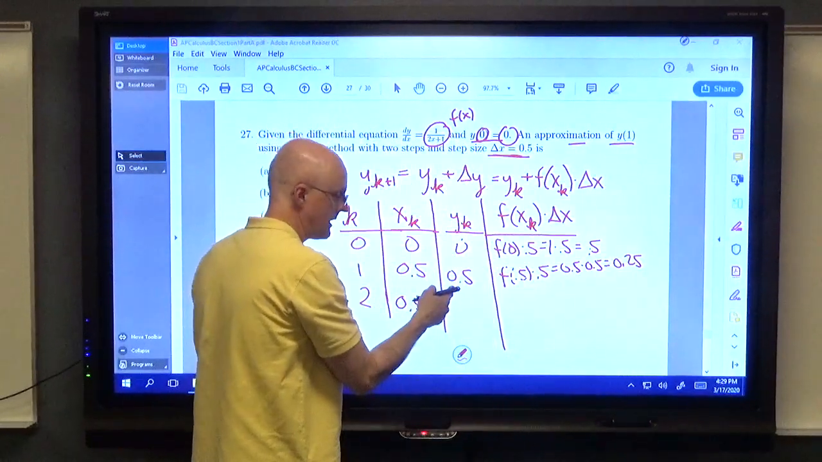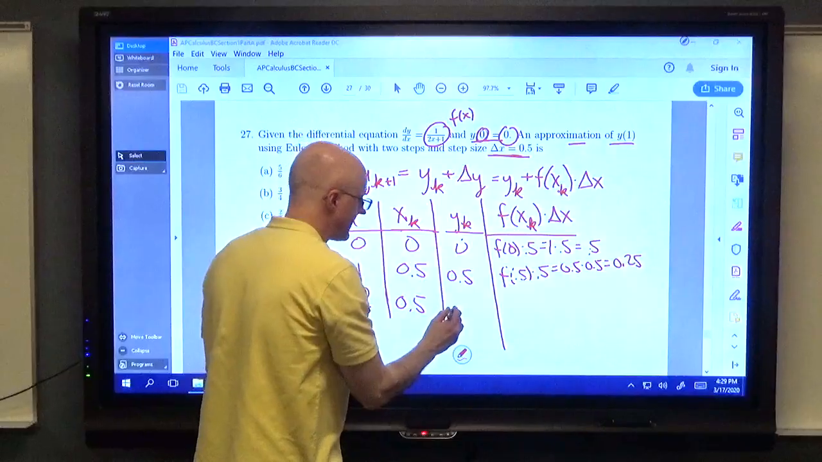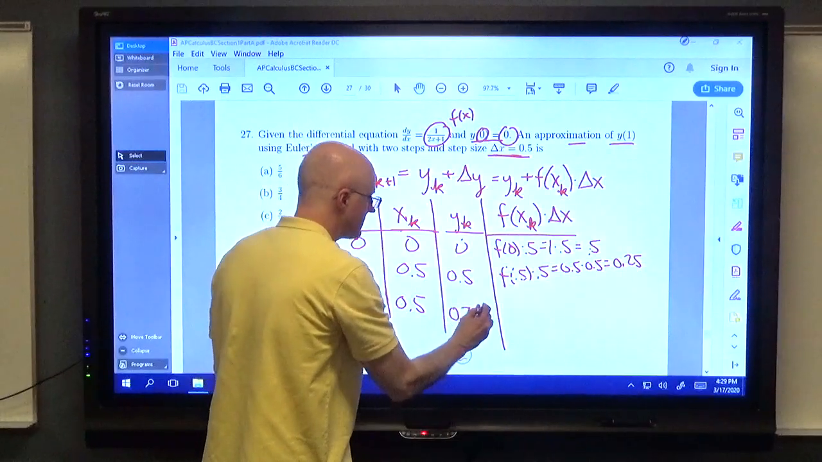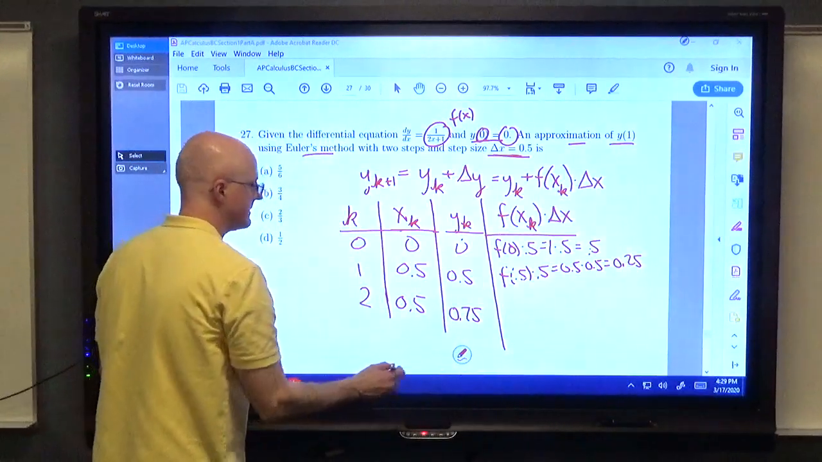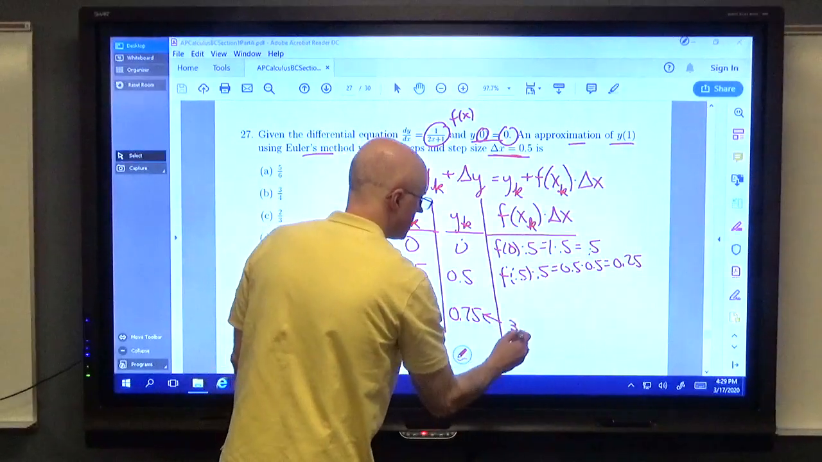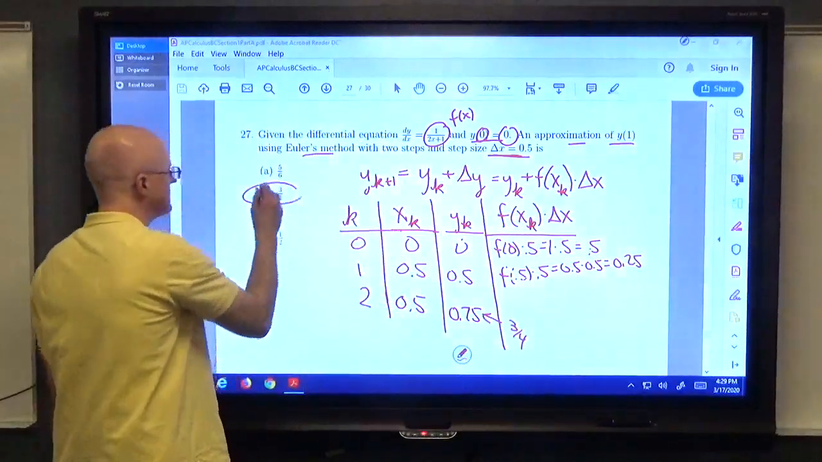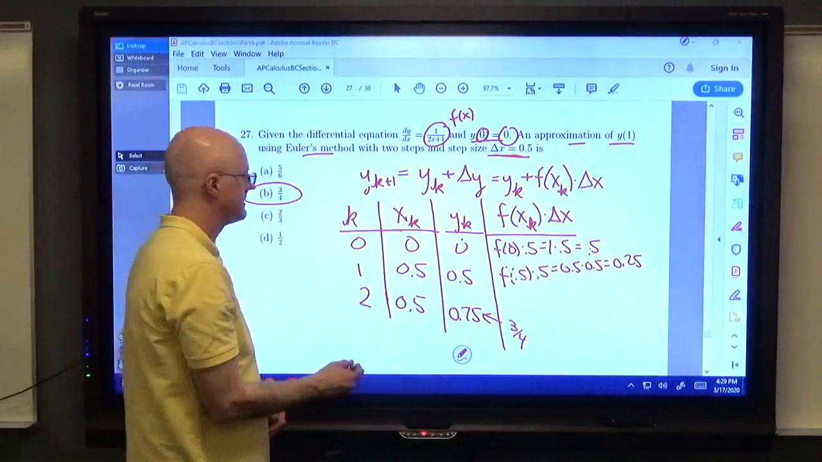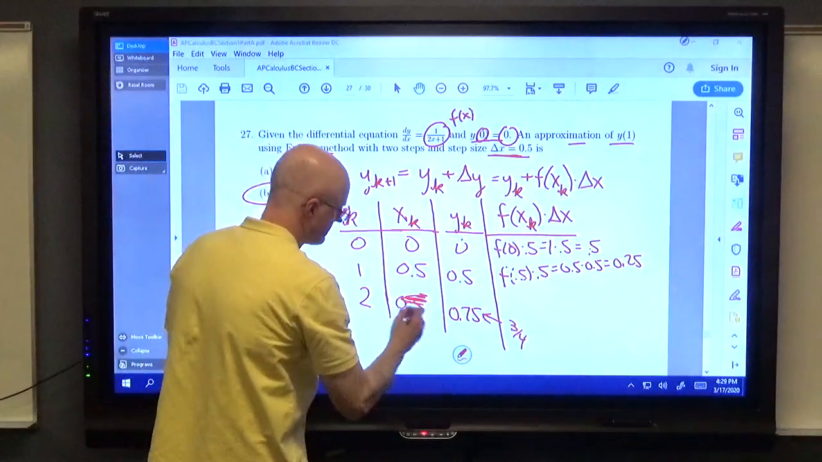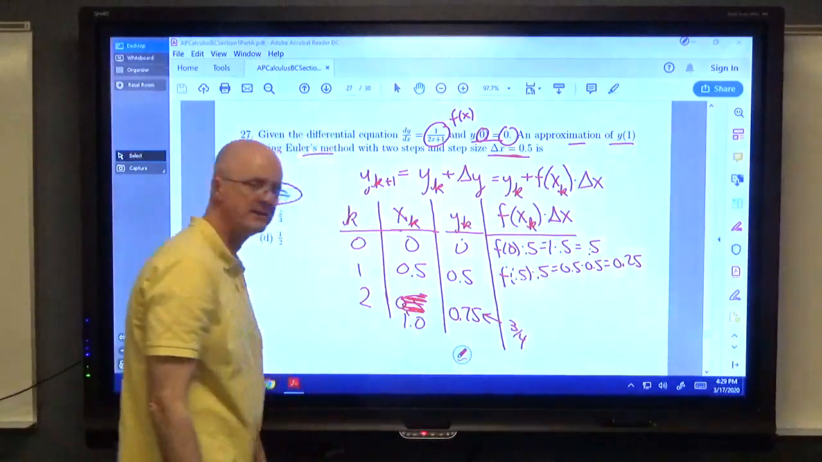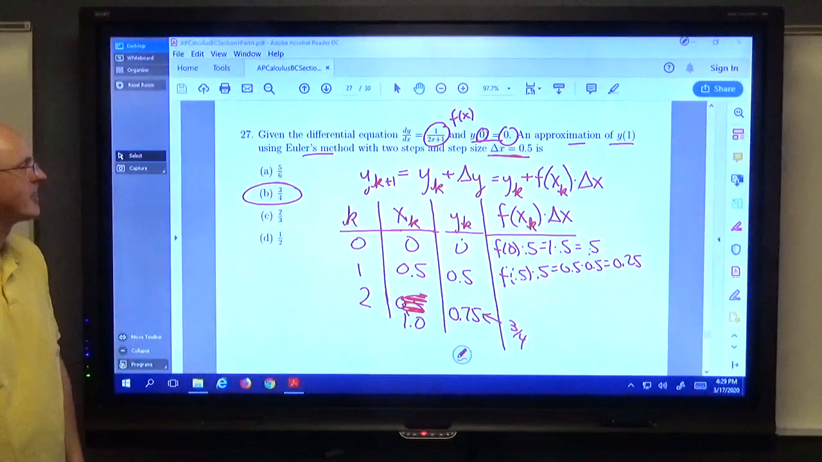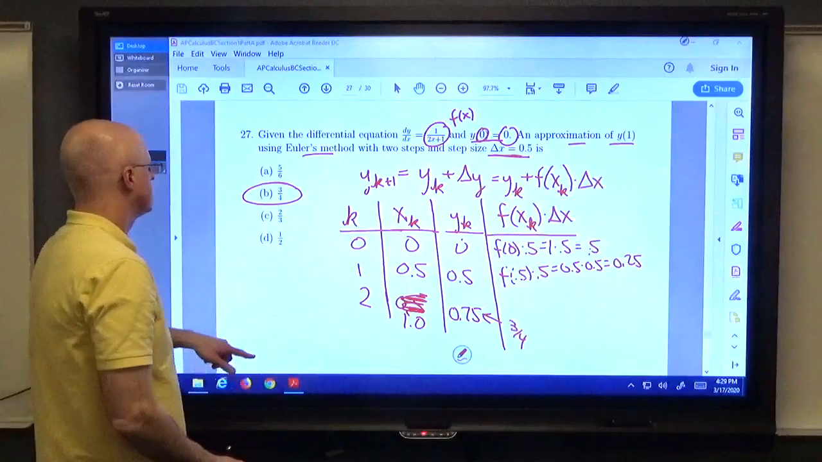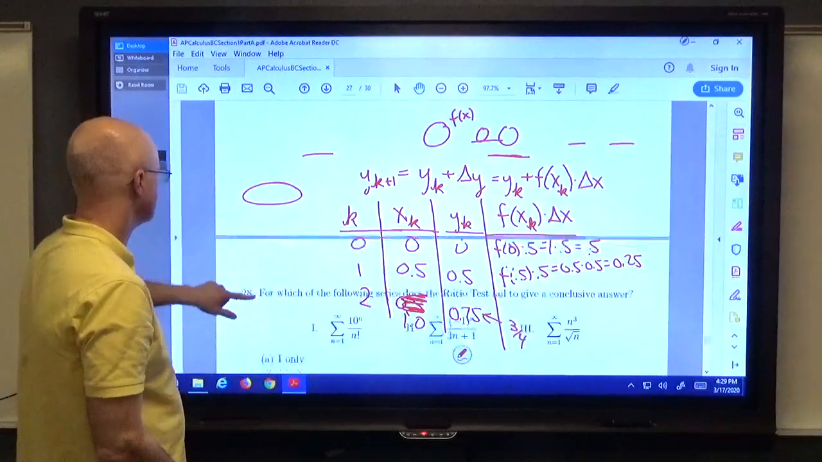The previous value of y is 0.5, so I add 0.25 to that and get 0.75. And that is the same as 3/4, of course. D is the answer. And that approximates the function at x equals 1, which means this is actually a mistake here, sorry. It's 1.0. Just 3 more problems.